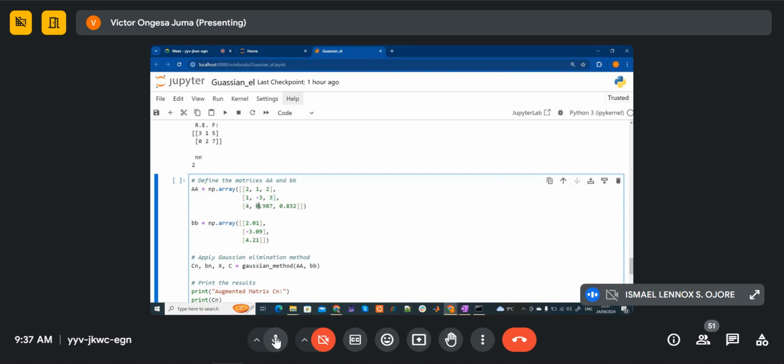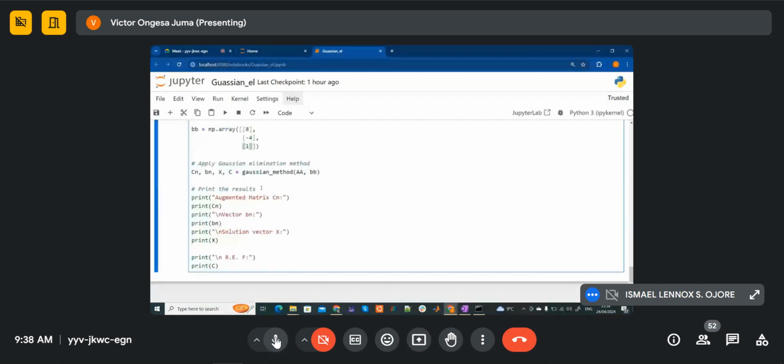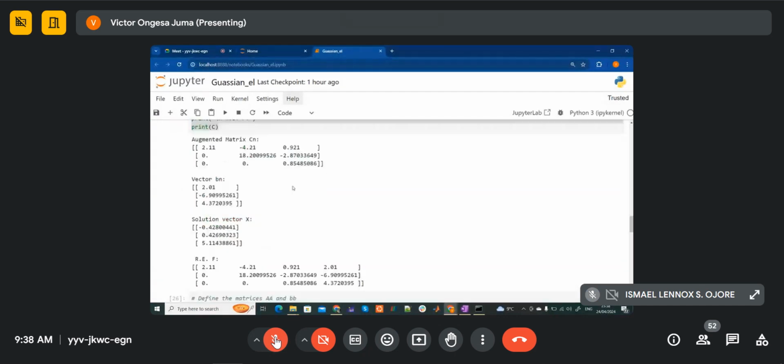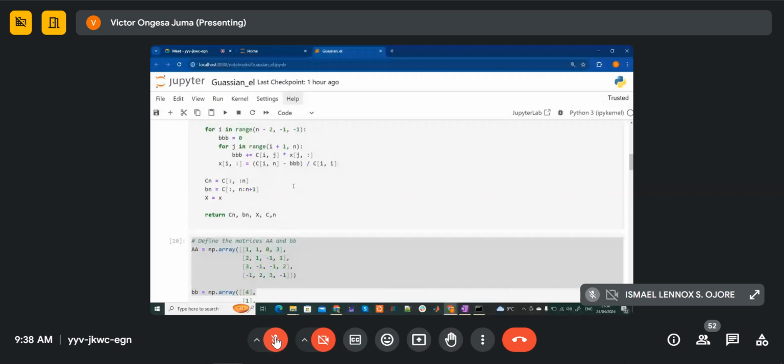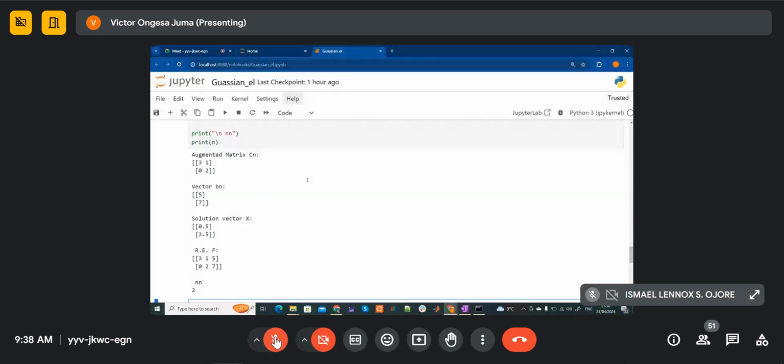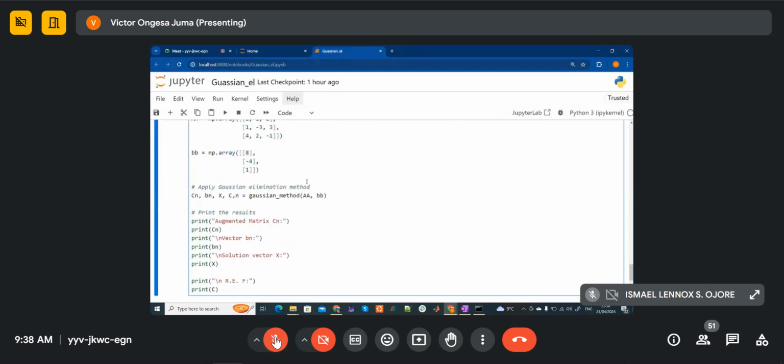4, 2, -1. Is this the matrix you gave us, right? This was 8. This was -4. And this was 1. I think we put an n in the output. Let me check in the function. Yeah, we put an n in the output.